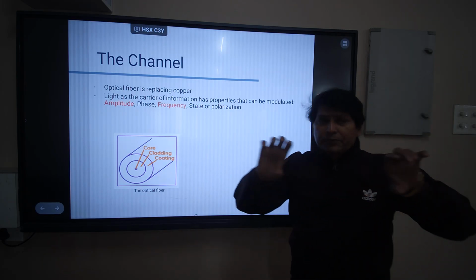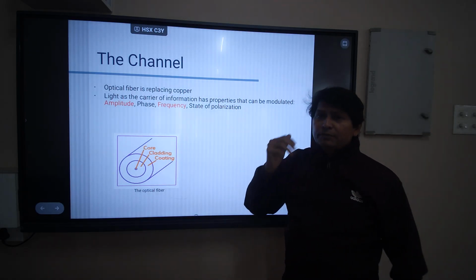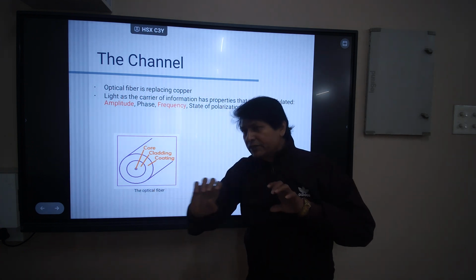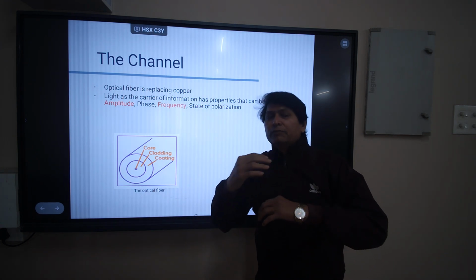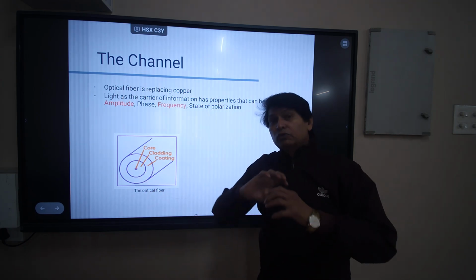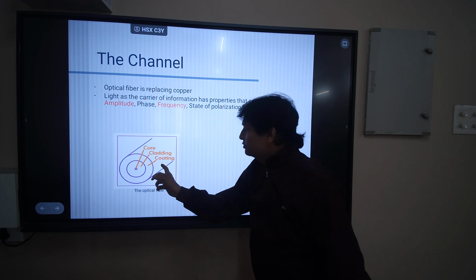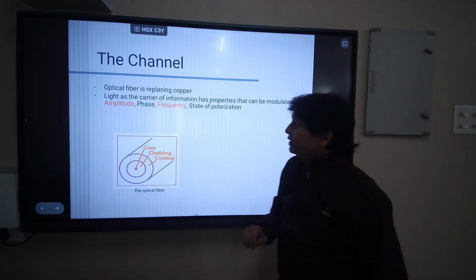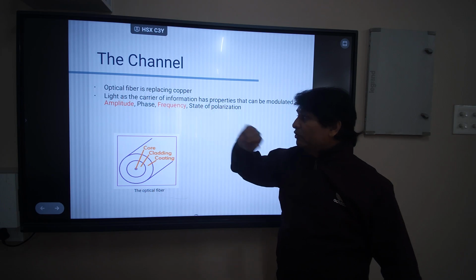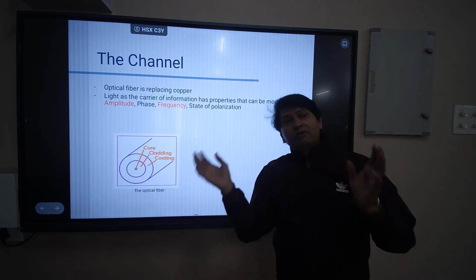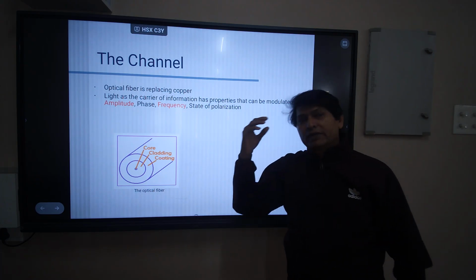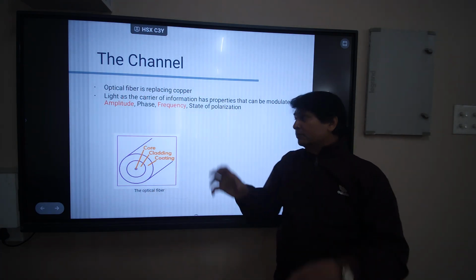Now, the optical fiber channel. Optical fiber consists of basically three parts. One is the core, through which the light signal is transmitted. Then to give protection to the core, we use the cladding, and to give total protection to the core and cladding, we use the coating. This light signal can be modulated: either amplitude modulated, phase modulated, or frequency modulated, and we can have different polarizations also: horizontal polarization, vertical polarization, or circular polarization.